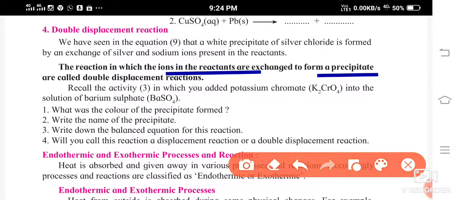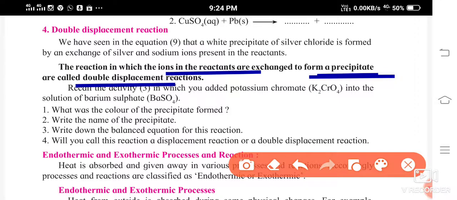So the reaction in which the ions in the reactants exchange with each other. That time you saw silver nitrate, you took sodium chloride, right? So what happened when you took AgNO3 and NaCl? You saw the ions got exchanged, and a white color precipitate was formed.